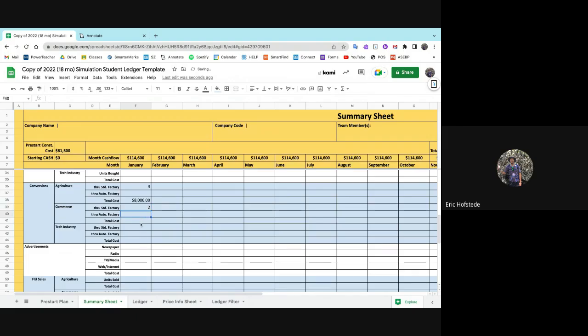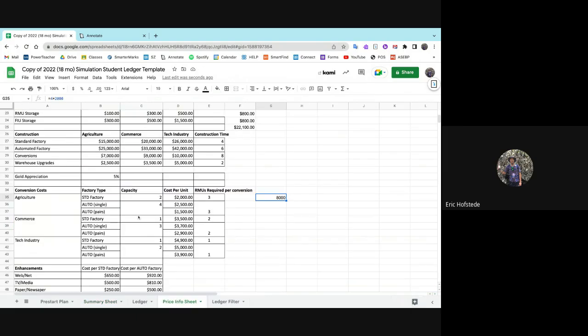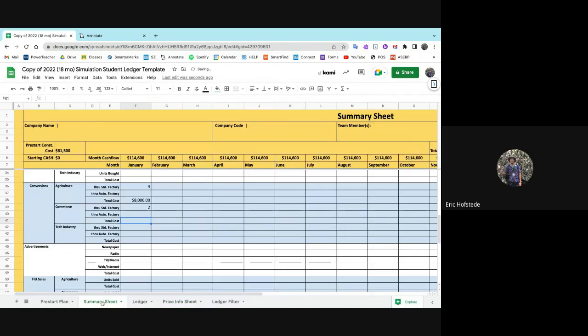And 2 through my commerce factory. And that's going to be 3,500 per conversion. So 2 times 3,500, 7,000. Update the summary sheet with that cost.